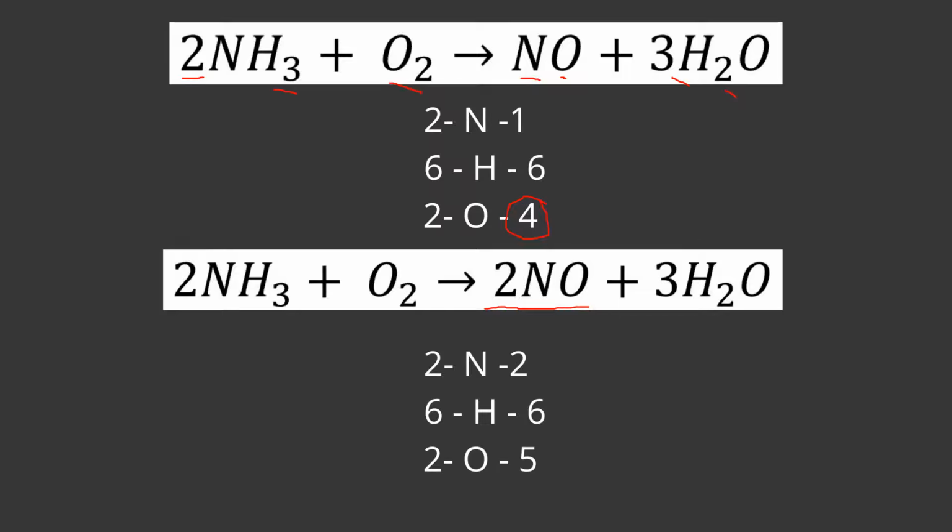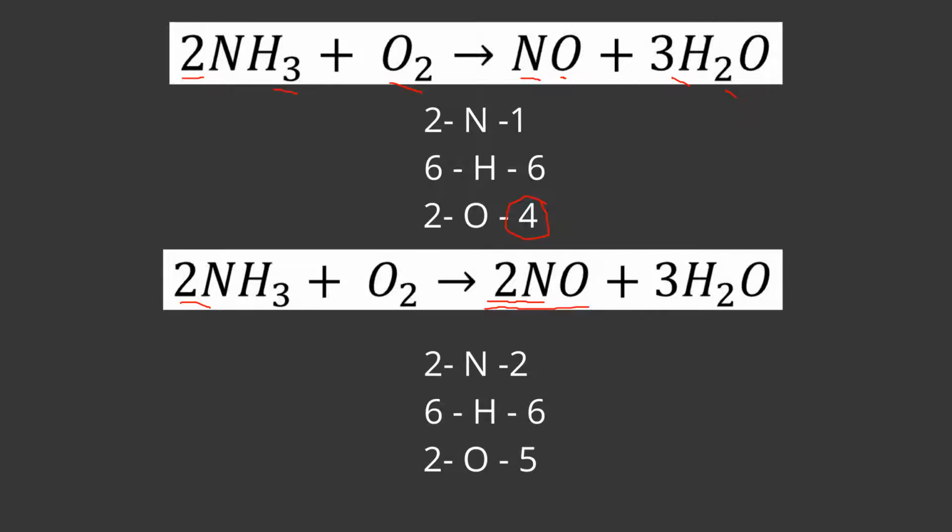So you check: left hand side, I have 2 nitrogens. On the right hand side, I also have 2 nitrogens. There you are. Hydrogens, we know it's 2 times 3, which is 6. On this side, it's 3 times 2, which is 6, right? So there you are, you are balanced.